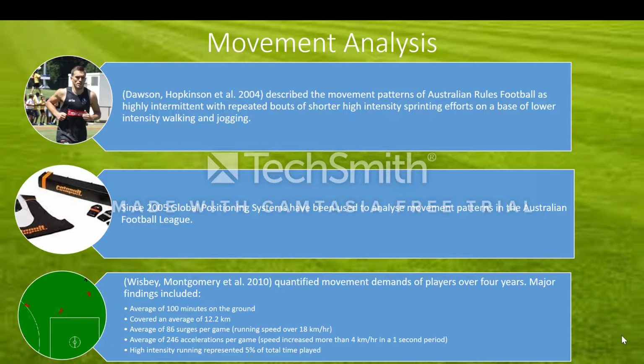Now, a surge constituted running at a speed of over 18 kilometres an hour. Players had an average of 246 accelerations per game, where an acceleration constituted an increase in speed of more than 4 kilometres an hour in a 1 second period. And that high intensity running represented 5% of the total time played.